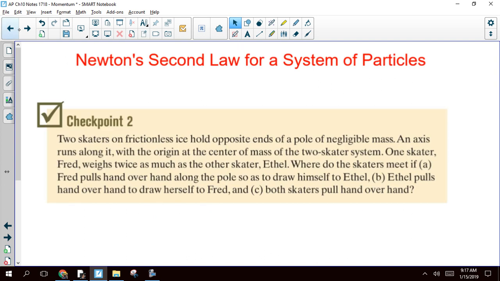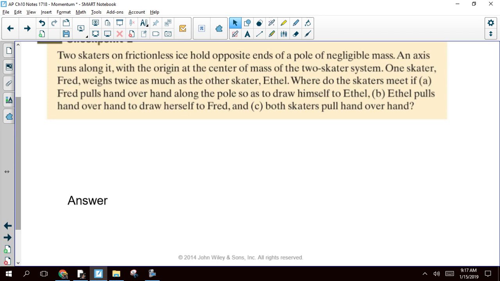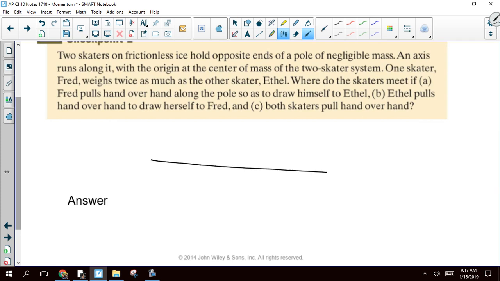Here we've got two skaters on frictionless ice holding on to opposite ends of a pole of negligible mass. An axis runs along it with the origin at the center of mass of the two-skater system. One skater, Fred, weighs twice as much as the other skater, Ethel. So here is our pole, here's Fred, here's Ethel. Fred has twice the mass, so let's give Ethel a mass of m, and Fred a mass of 2m.